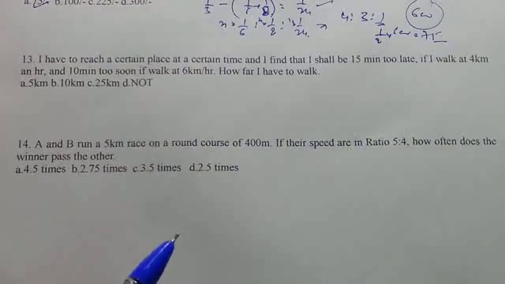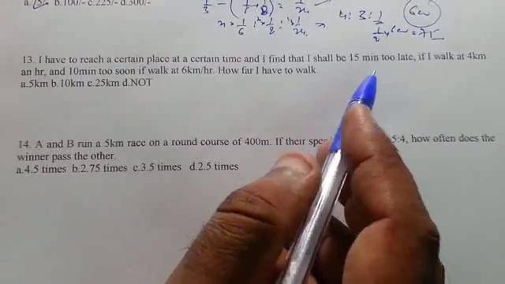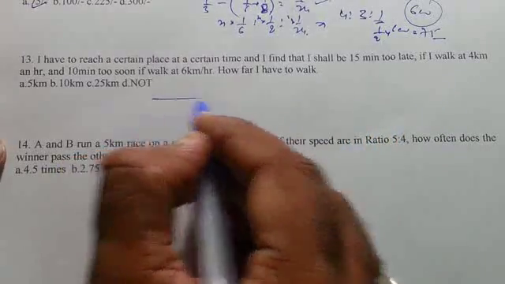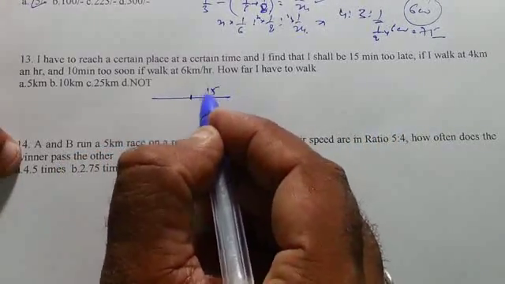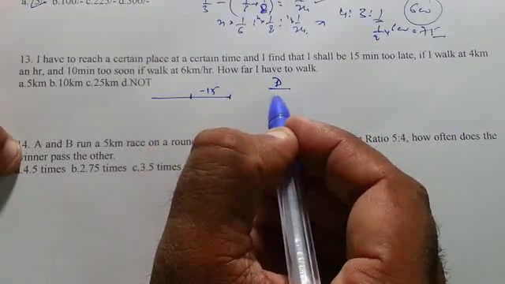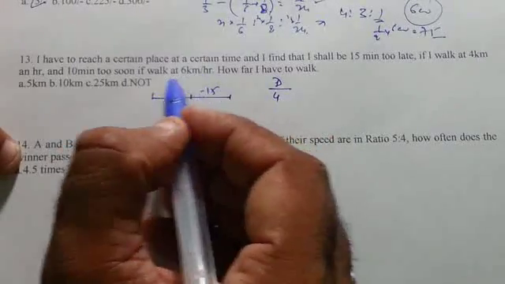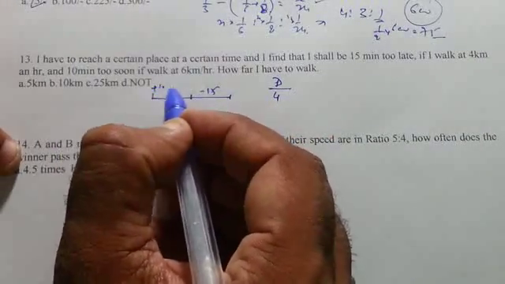Next, I have to reach a certain place at a certain time, and I find that I shall be 15 minutes too late if I walk at 4 km per hour. So he'll be 15 minutes late if he walks at 4 km per hour. So time taken will be distance upon speed. And if he walks at a speed of 6 km per hour, he will be 10 minutes early.